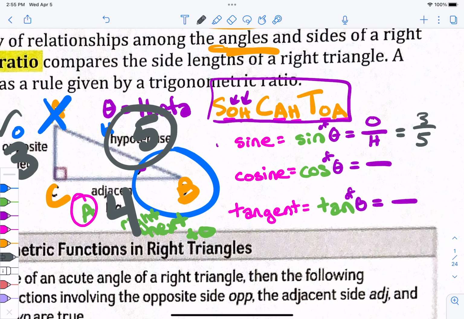Cosine is A over H. Do you see where it says the C-A-H? A goes on top, H goes on bottom, so what's the A value that I have on my triangle?